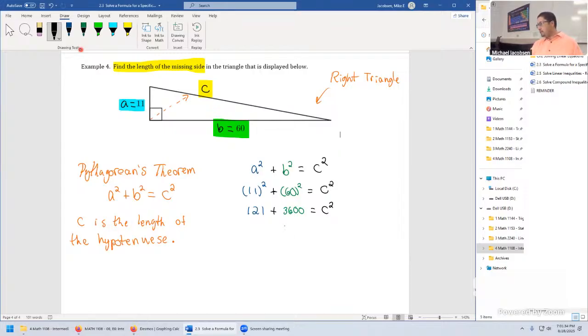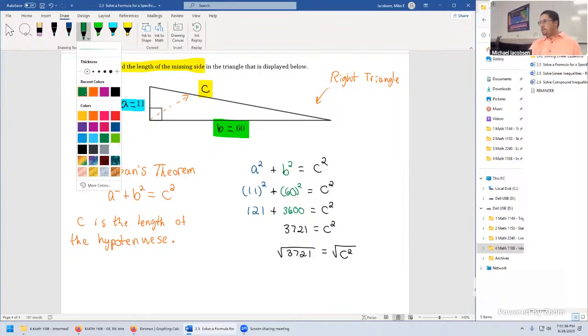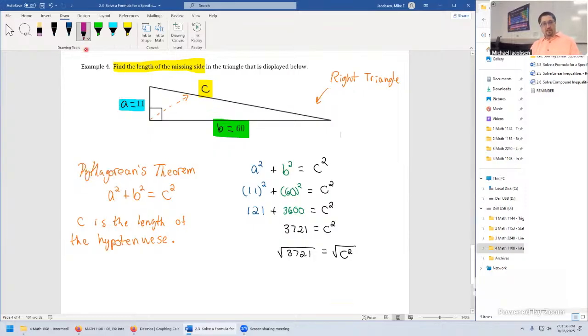Then just add these up. This is going to be 3,721 equals C squared. And our final operation to take is to just take the square root of both sides. So on the left, it's going to be the square root of 3,721. On the right-hand side, it's the square root of C squared. And this is something that's going to come back later on in class when we're deeper into the chapters. It's worth mentioning right here. We have a formula that says, well, we'll discuss it later on. This is kind of a preview.